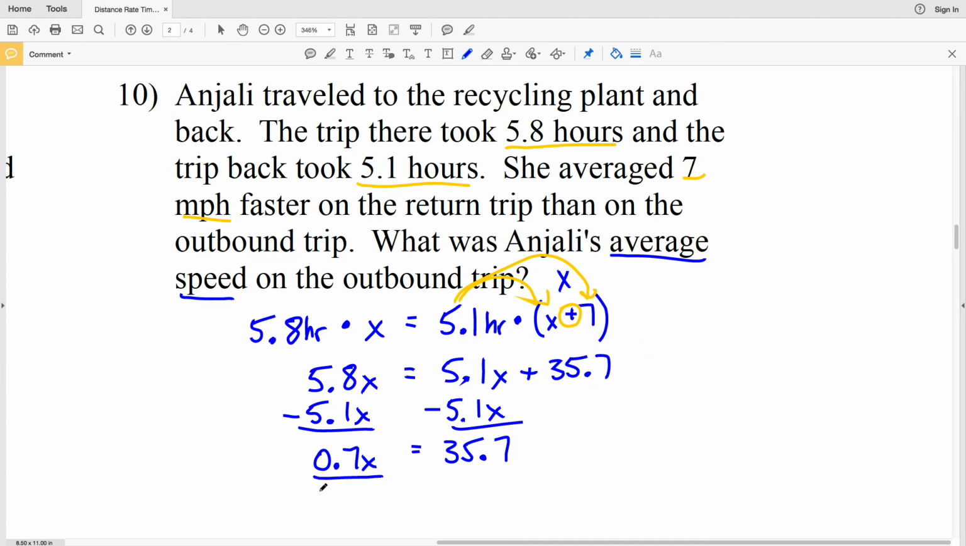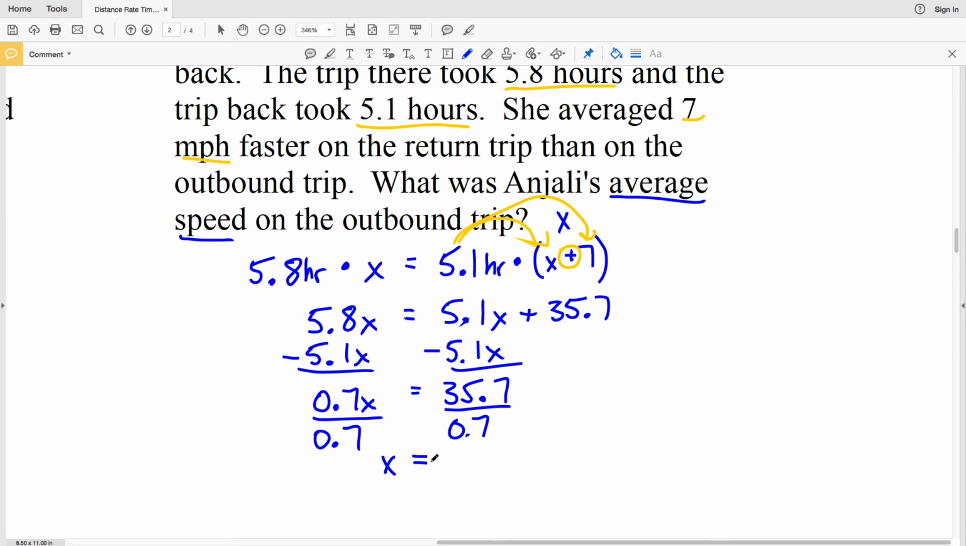My last and final step is to divide by 0.7, and that's going to give me that my variable x is equal to 51, and the variable x represented speed, so that's 51 miles per hour. So 51 miles per hour is our solution in number 10.